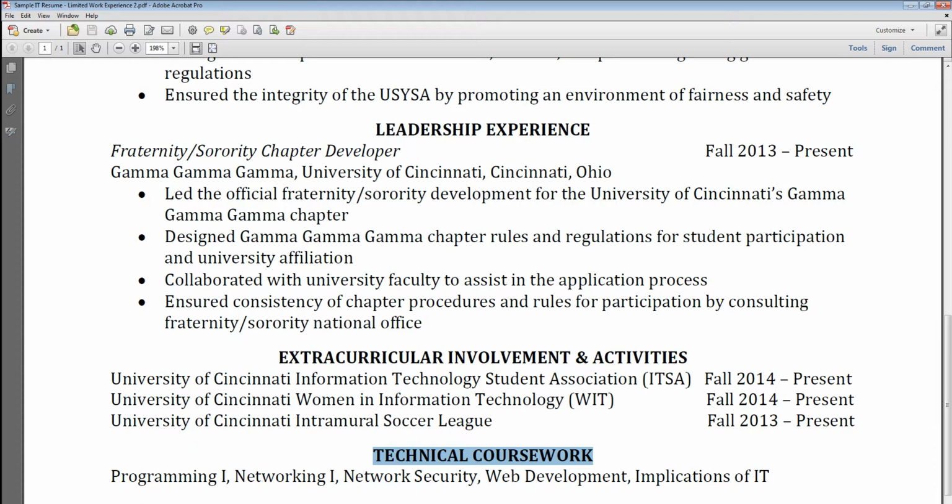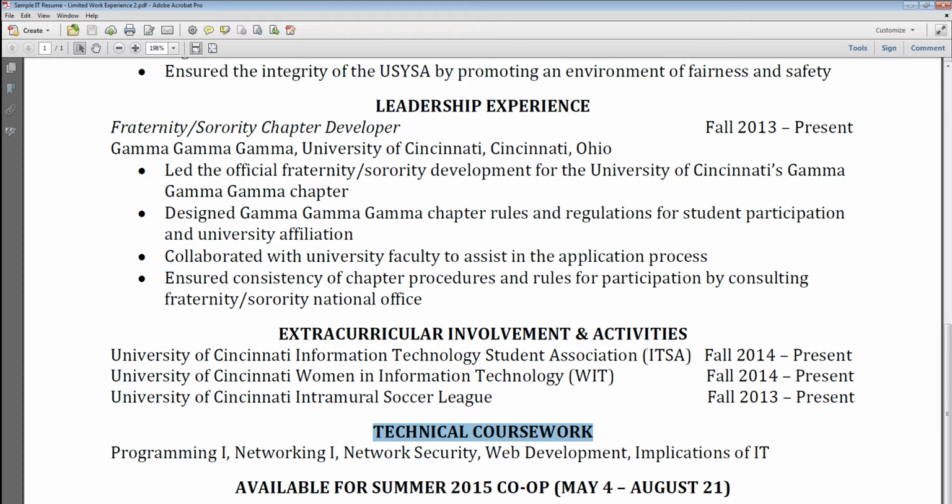Now, these were just 3 examples: leadership experience, extracurricular involvement in activities, and then technical coursework. These are 3 examples of optional categories that you could include. However, again, my biggest recommendation to you is follow your same format throughout the document and include those optional categories that best play to your particular strengths, whatever those are, so you don't necessarily have to follow this perfectly.